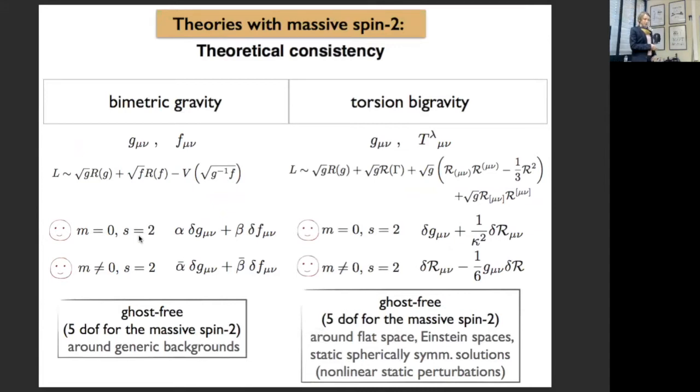So the first question which everybody asks is about ghosts, right? Whether the theory has ghosts or not. And it is quite complicated to check that we don't have ghosts on a general background. I don't know yet how to do it. It looks very complicated, but still some progress was made. We proved the absence of ghosts in some particular cases, which you can see here.